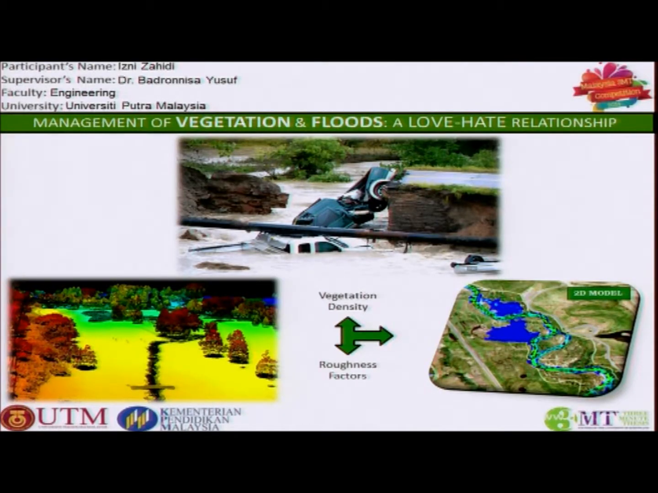Well, same thing with the water flowing in a river filled with vegetation. Vegetation becomes resistant to the river flow. It reduces the flow velocity, causing the water level to go higher up to the floodplains and causes flooding.